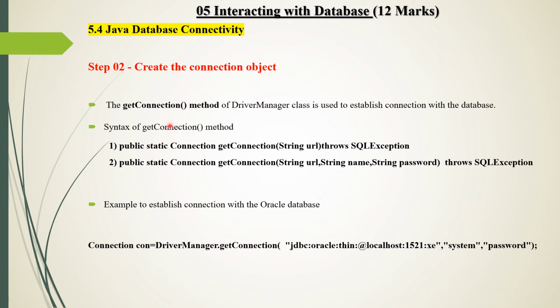So this is the second step, and in the second step the important thing is the getConnection method, which is used to create the connection object. Here these two are the syntaxes of getConnection to create the Connection object.